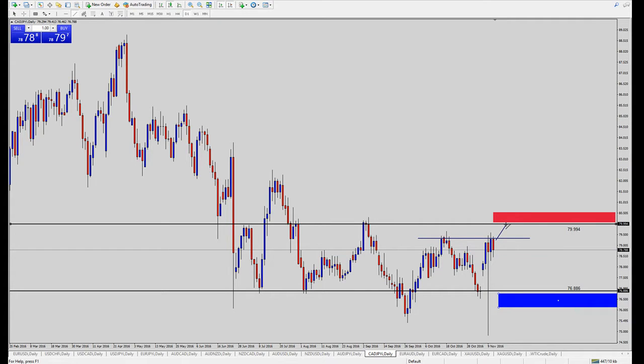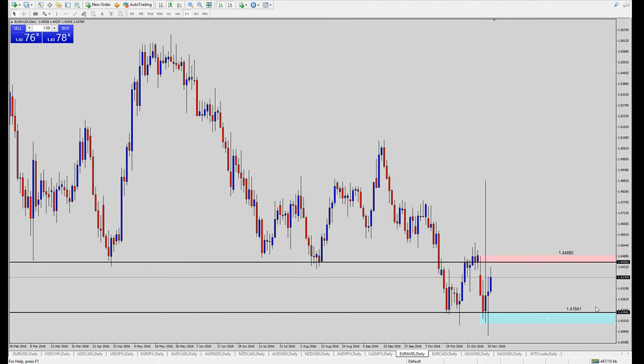But moving on, we're looking for a move upwards to the 79.994 zone. And if we do get bearish confirmation in this area, what we're looking for is a movement down to these highs, looking left, or even lower to the 76.88.6 zone.